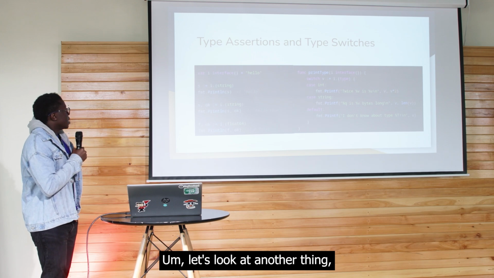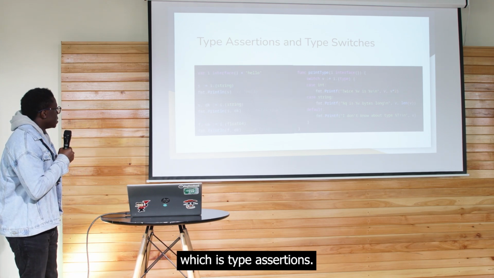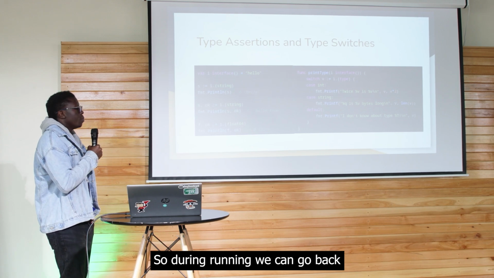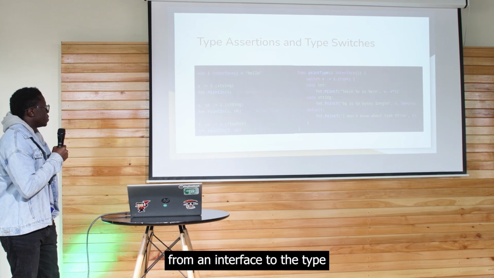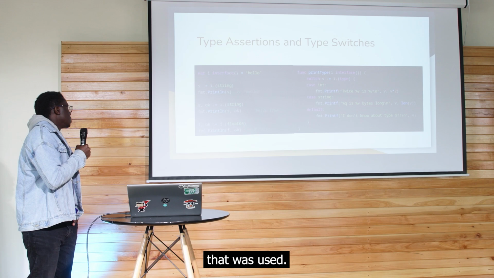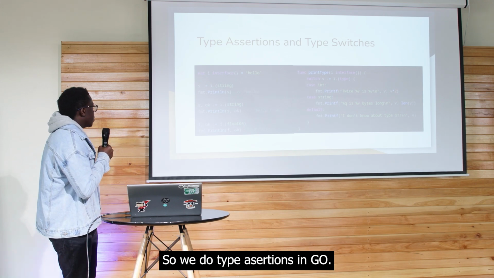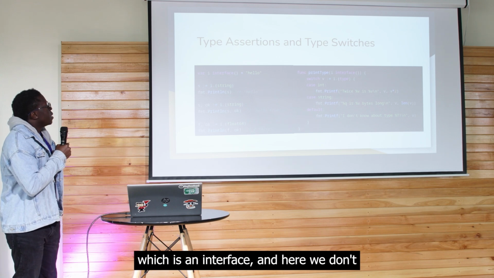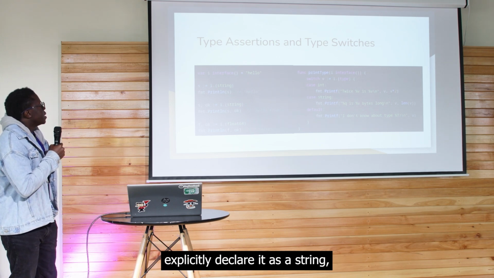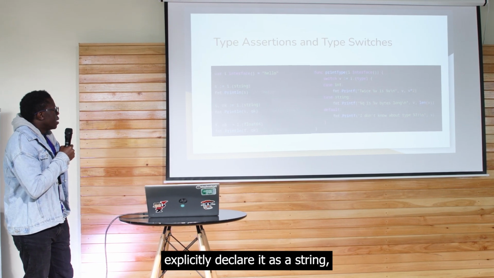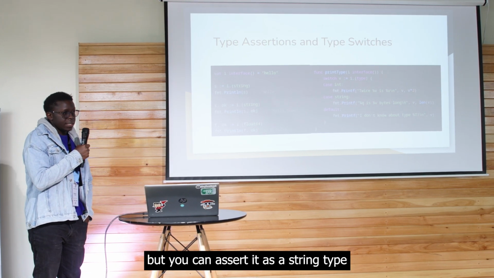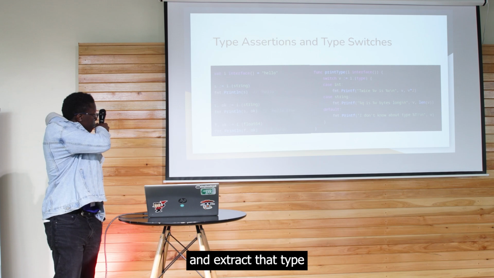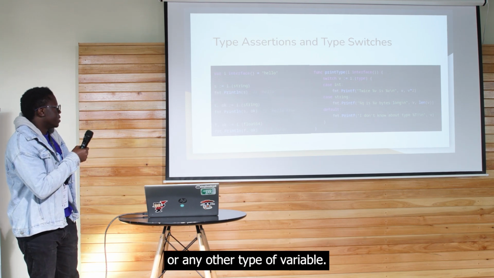Let's look at another thing, which is type assertions. During runtime, we can go back from an interface to the type that was used. So we do type assertions in Go. For example, you have a variable which is an interface. Here we don't explicitly declare it as a string, but you can assert it as a string type and extract that type. Or any other type of variable.